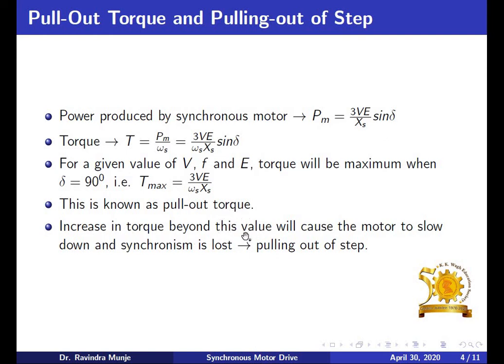If the torque is increased beyond this value, it will cause the motor to slow down and the synchronism is lost. If the torque is increased beyond this value, motor will lose the synchronism, and that is nothing but the pulling out of step. So we have seen what is pull-out torque and what is pulling out of step. Pull-out torque is the maximum torque, and pulling out of step means to go out of the synchronism.